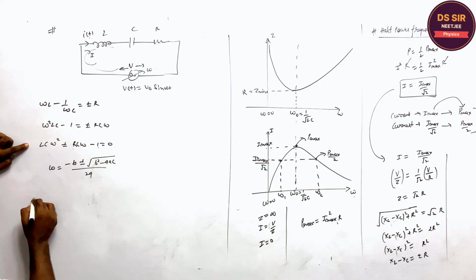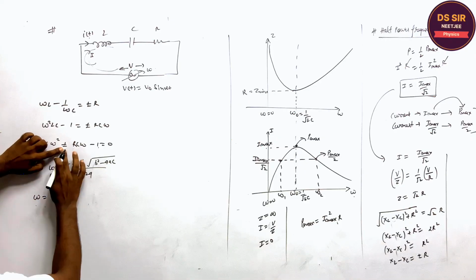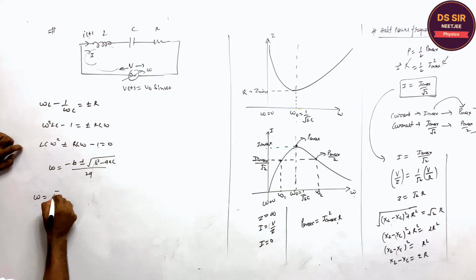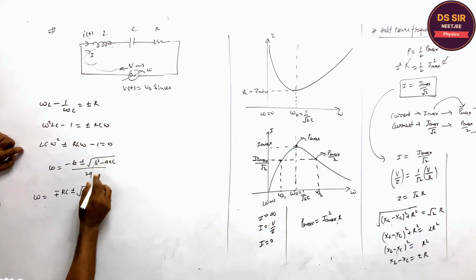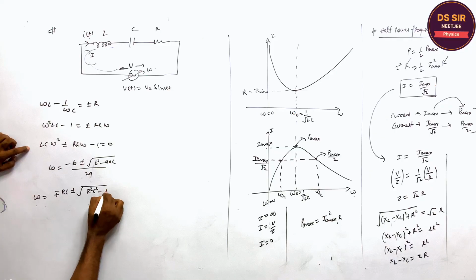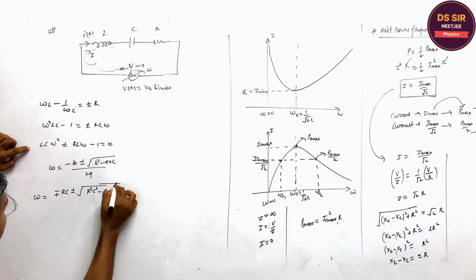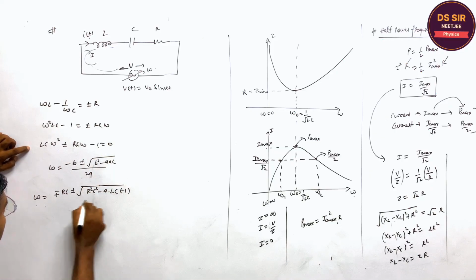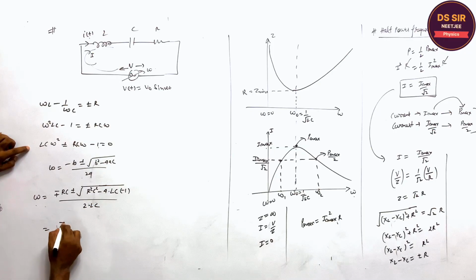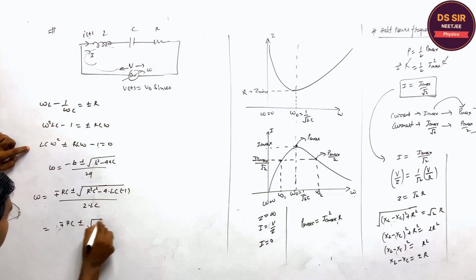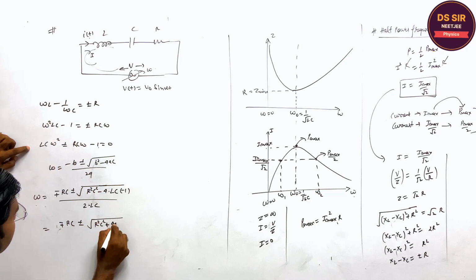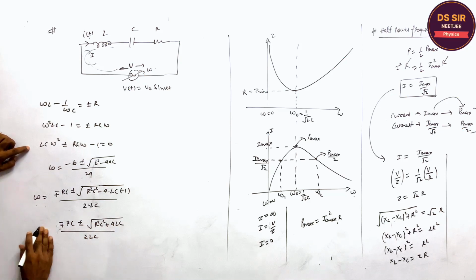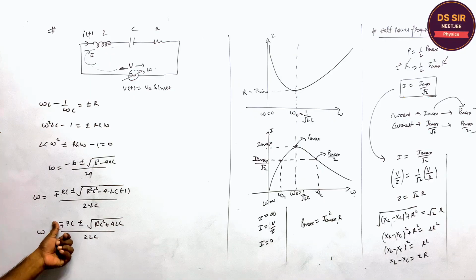So listen one thing. Omega is equal to what? Minus b, meaning minus of this RC, plus minus root of b square, R square C square, minus 4 into a into c, which is minus 1, upon 2a, that is 2 LC. So omega is equal to minus plus RC plus minus root R square C square plus 4LC upon 2LC. Is it clear or not? So how many values of omega are we getting from here? We are getting four values, right?